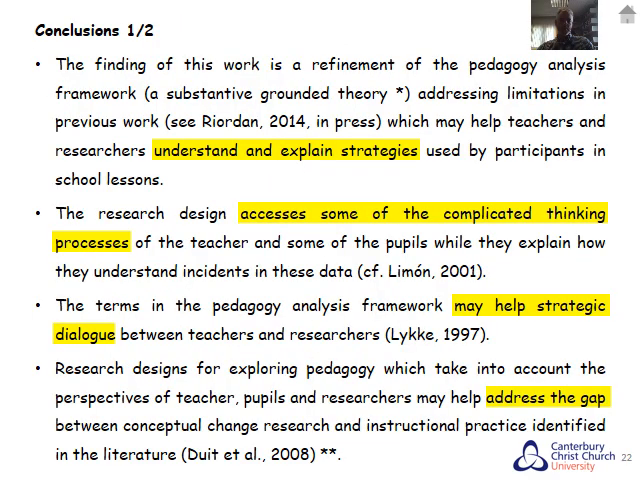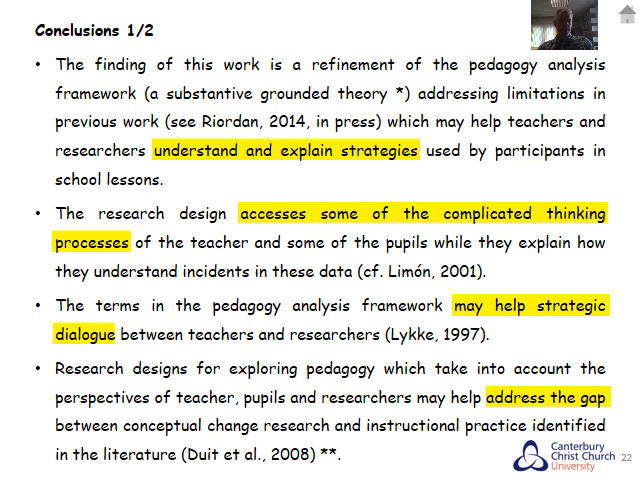So conclusions. The finding of this work is a refinement of the pedagogy analysis framework. That's a substantive grounded theory, not a formal grounded theory. Addressing limitations in previous work may help teachers and researchers understand and explain strategy used by participants in school lessons. The research design accesses some of the complicated thinking processes of the teacher and some of the pupils while they explain how they understand incidents in these data.